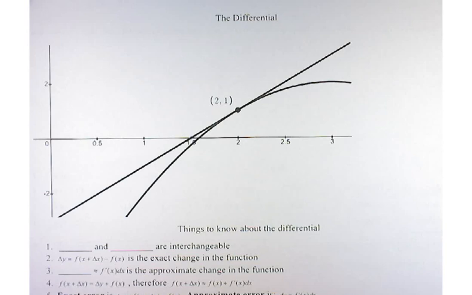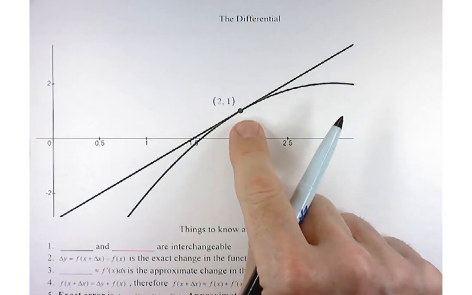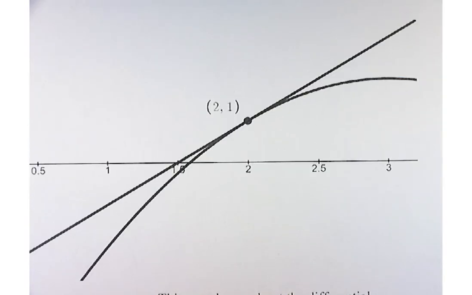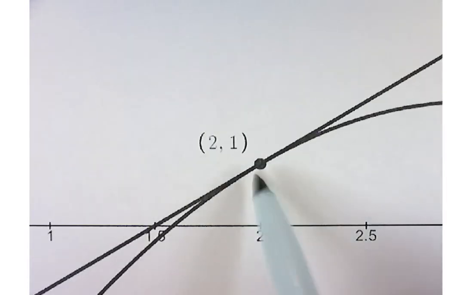So in section 3.10, we're going to look at something called the differential. And really a lot of what's going to go on is you're going to learn some more notation, and it's going to emphasize something that may or may not have been evident to you up till now, and that is the tangent line is actually a good approximation of the function near its point of tangency.